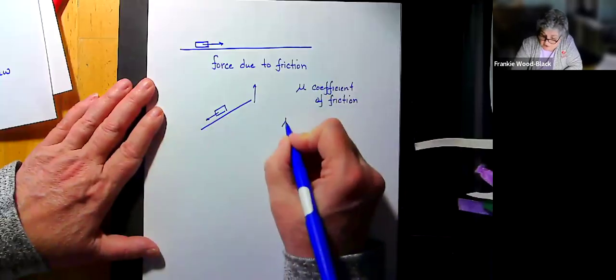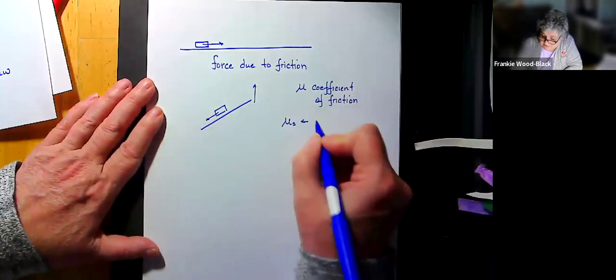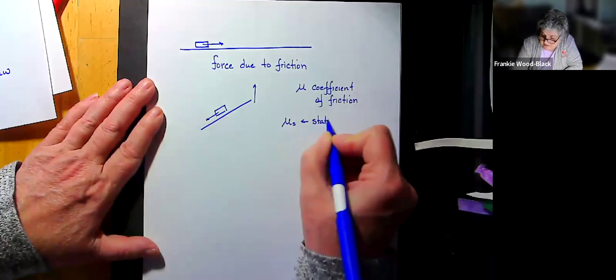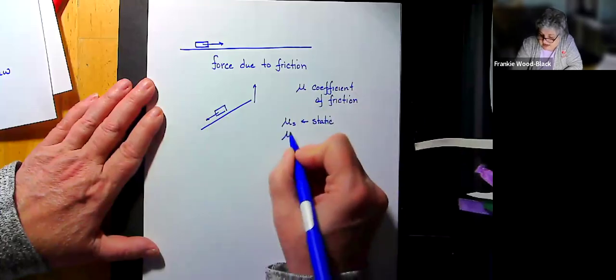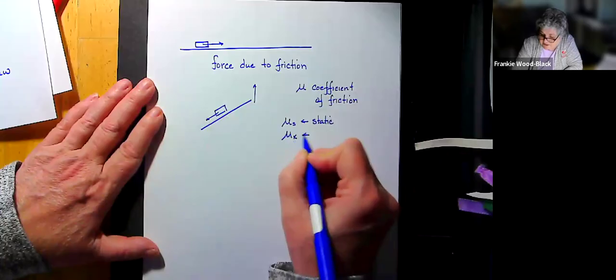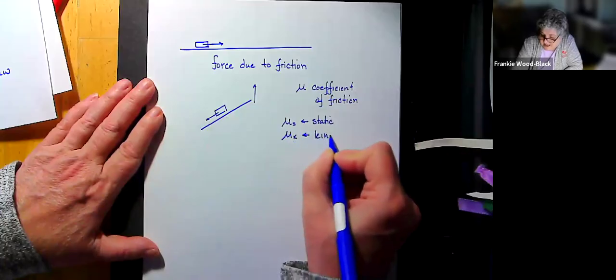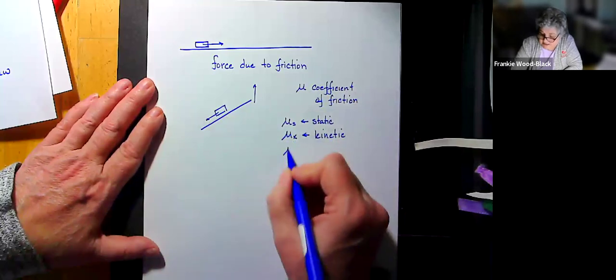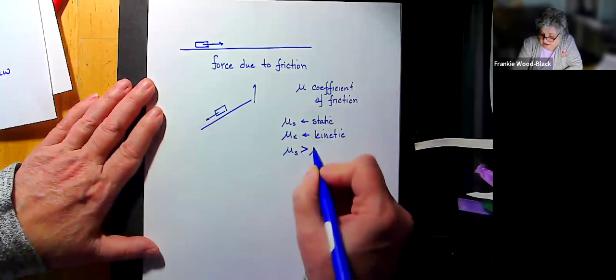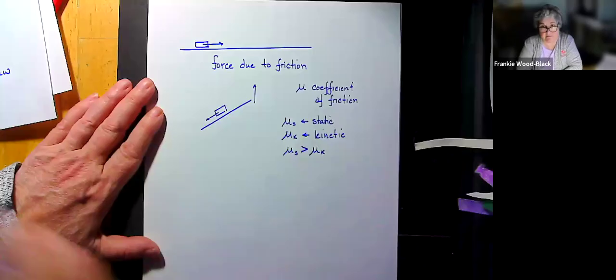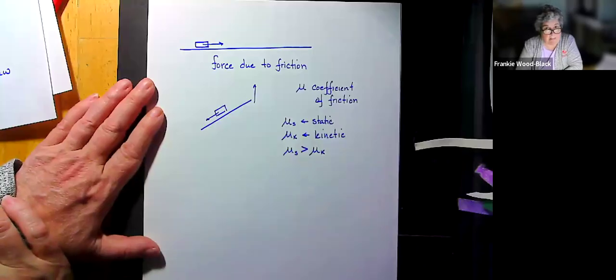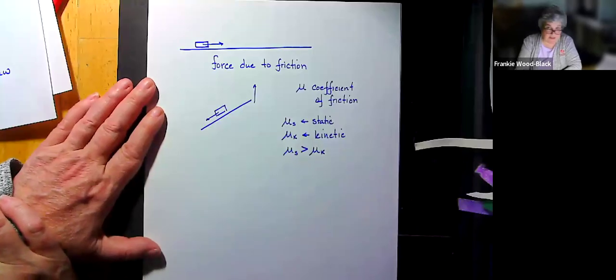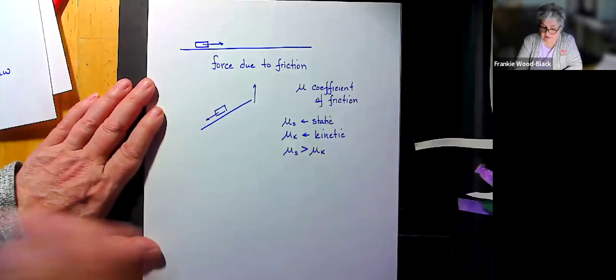But I also have a coefficient of static friction. That's what's going to hold it in place. And then I have a coefficient of kinetic friction, and that's the friction that I experience when something's moving around. And my static friction is generally greater than my kinetic friction. But we can actually work with these things.